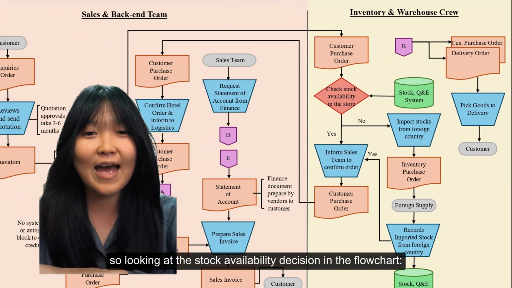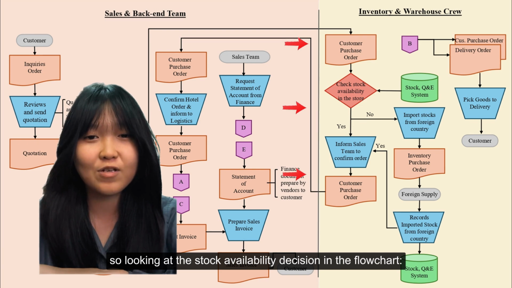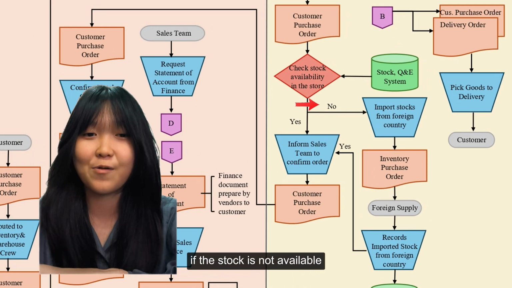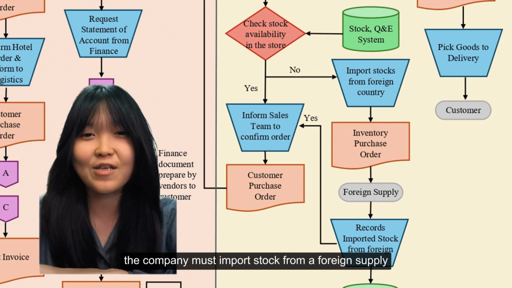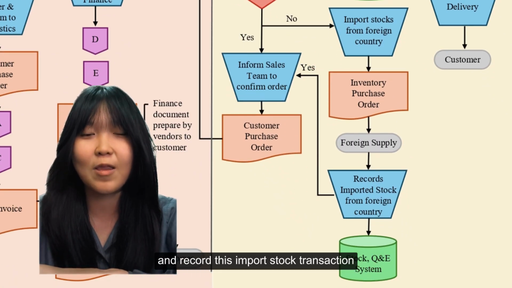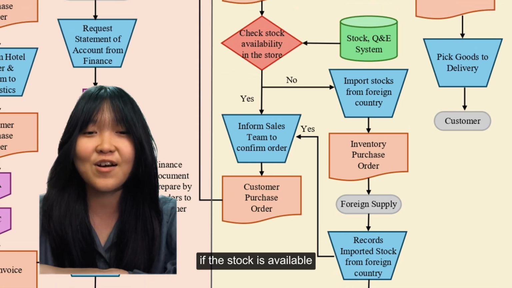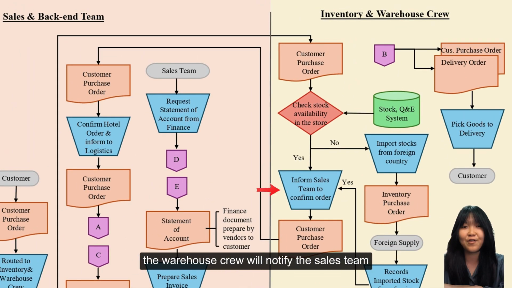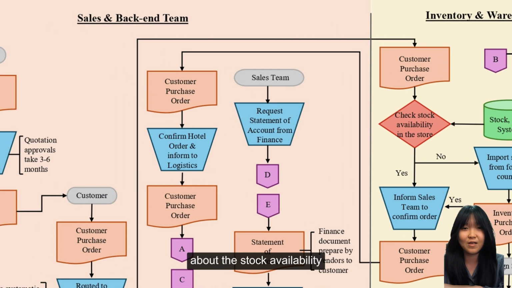Looking at the stock availability decision in the flowchart, if the stock is not available, the company must import stock from a foreign supplier and record this import stock transaction back into the system. If the stock is available, the warehouse crew will notify the sales team about the stock availability, allowing the process to move to the next step.